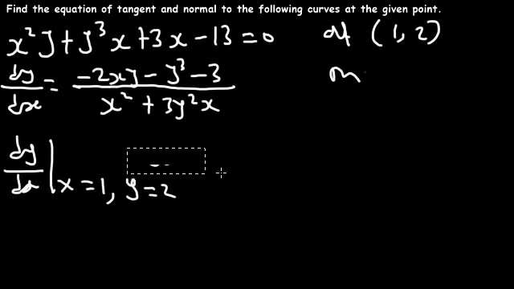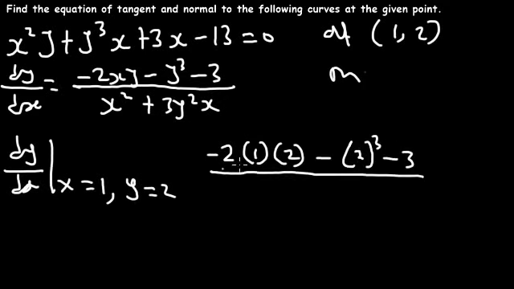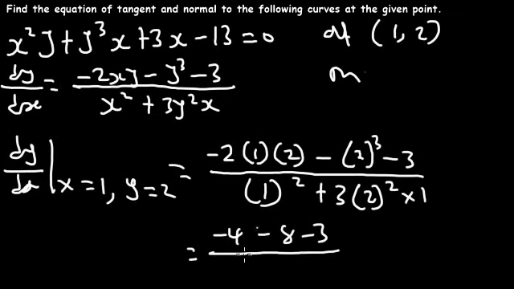So that's going to be negative 2 multiplied by 1 multiplied by 2 minus 2 cubed, then minus 3, all divided by 1 all squared plus 3 times 2 squared times 1. Perfect. So this is simply equal to negative 2 times 2, negative 4, and 2 to the power of 3 is minus 8, then minus 3. Perfect. Then divided by 1 squared is 1, 2 squared is 4, 4 times 3 is 12, times 1 is still 12. So we have plus 12.